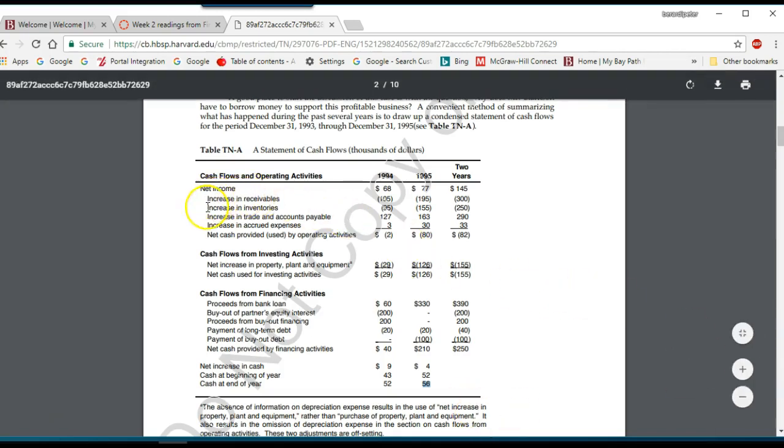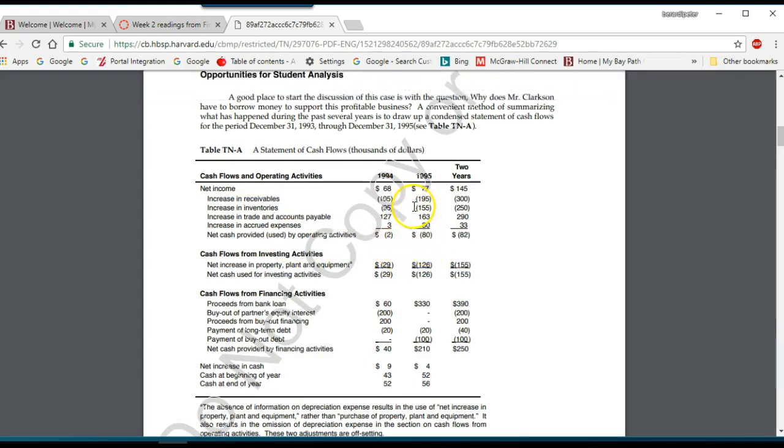Essentially, our net working capital starts with cash provided by operating activities, this line here. Due to our growth in sales, our net income went up $77,000 in 1995. Now, the projected sales for 1996, we are told in this case study, is $5.5 million. What we need to do is project what the net income is going to be. Increase in receivables.